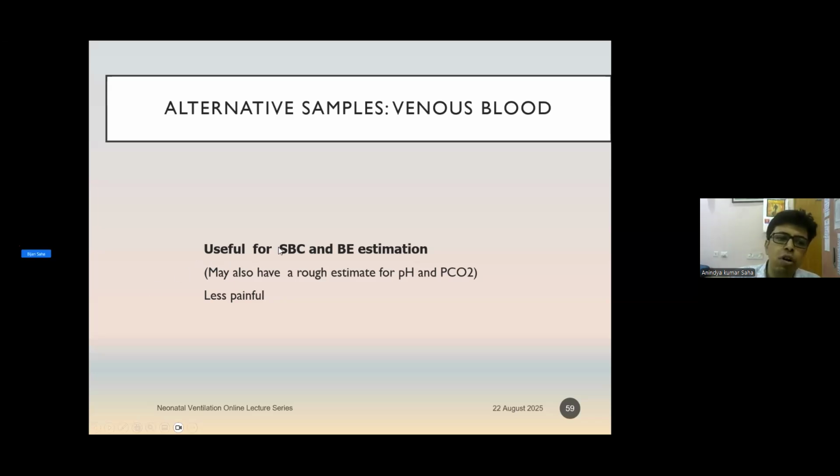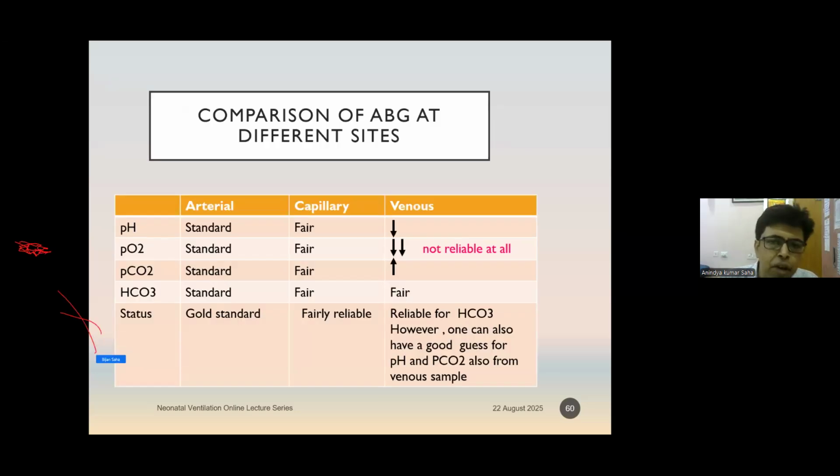It is useful for bicarbonate and base excess estimation, and we may also have a rough estimate for pH and PCO2, though there is some guideline. The pH may be lower than normal and PCO2 may be higher than the expected value, but still can be reliable. For bicarbonate and base excess, it is very reliable. So to estimate tissue perfusion, the venous blood sample can be used, and obviously it is less painful. So we can have a comparison of blood gas at different sites.